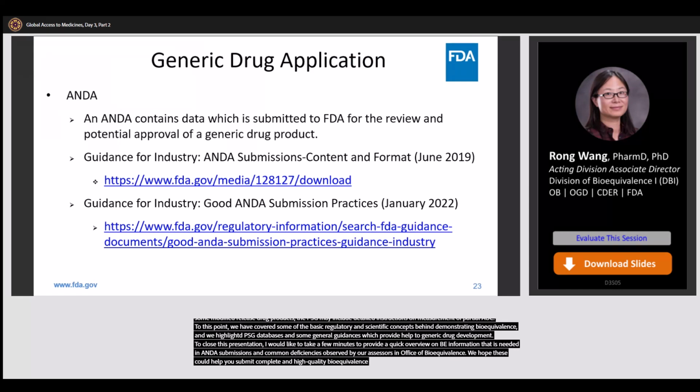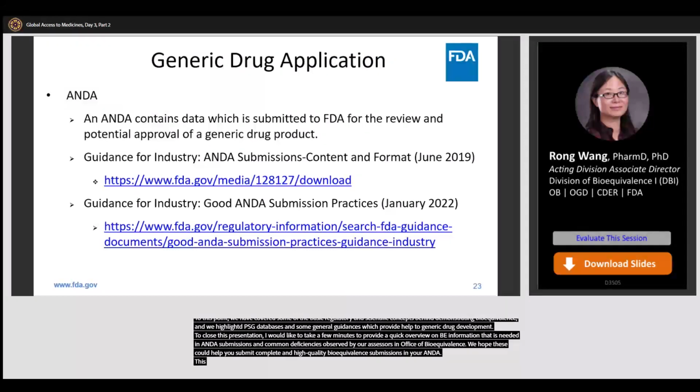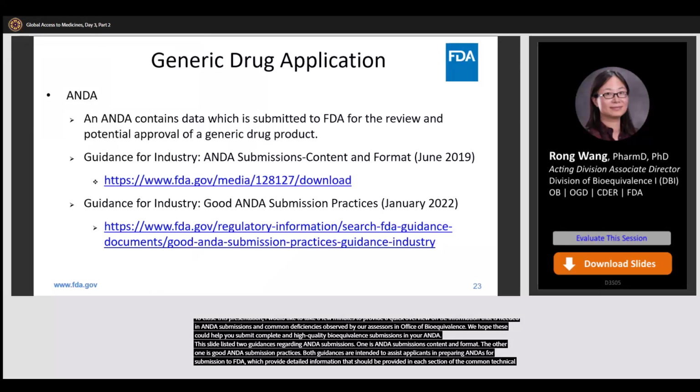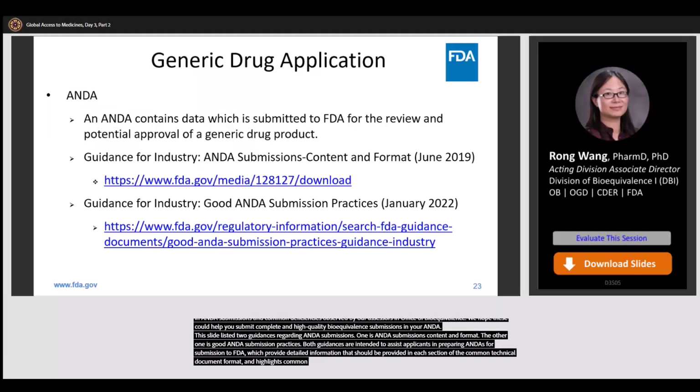This slide lists two guidances regarding ANDA submissions. One is ANDA Submissions Content and Format. The other one is Good ANDA Submission Practices. Both guidances are intended to assist applicants in preparing ANDAs for submission to FDA, which provide detailed information that should be provided in each section of the common technical document format and highlight common recurring deficiencies that may lead to a delay in the approval of an ANDA.